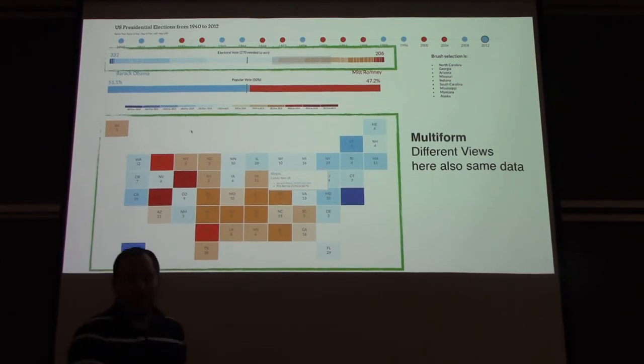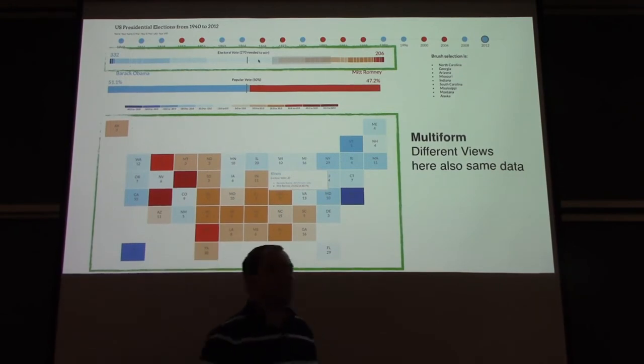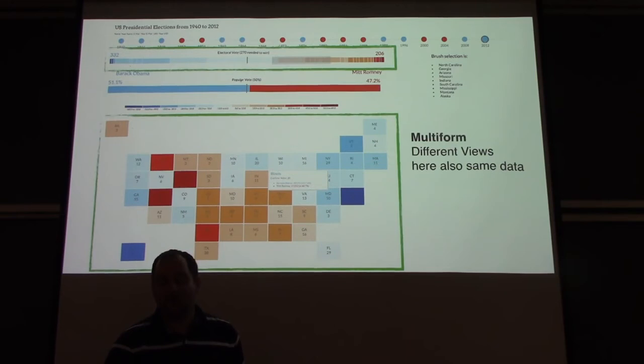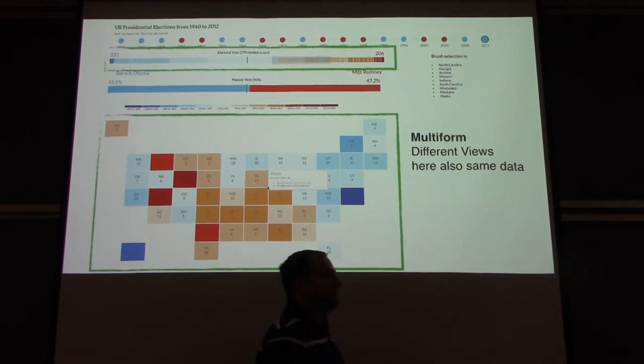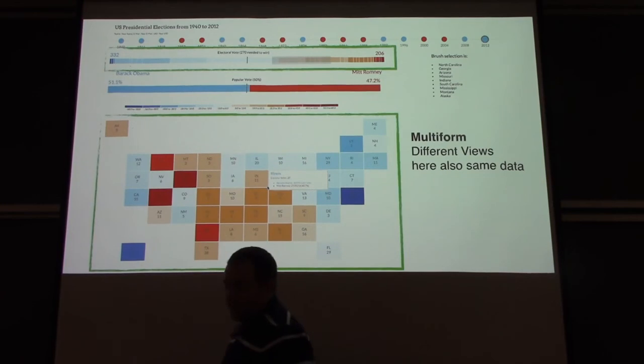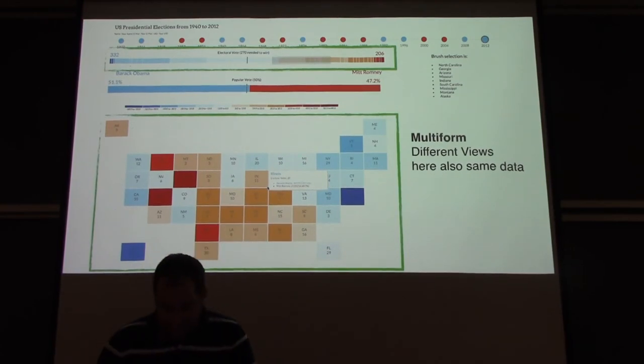Here we show mainly the proportion of who was the overall winner, because we also have the threshold that you need to win. And down here we show the geographic context, the geospatial context. Where are the states that voted for these various candidates?